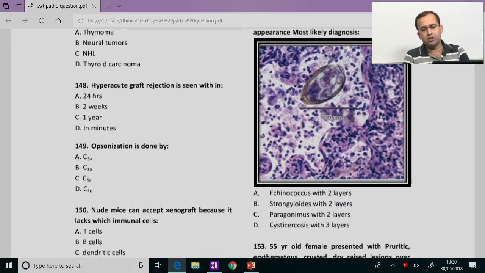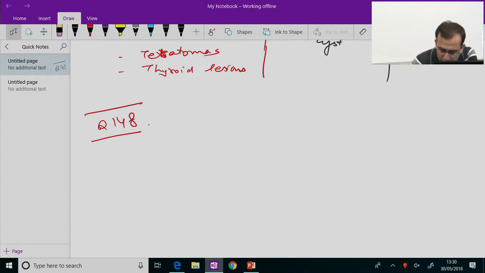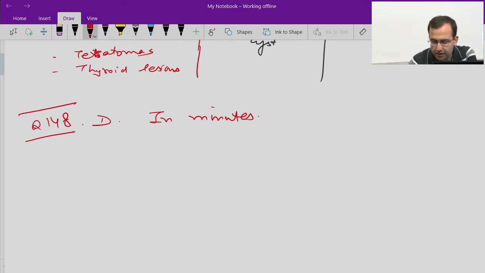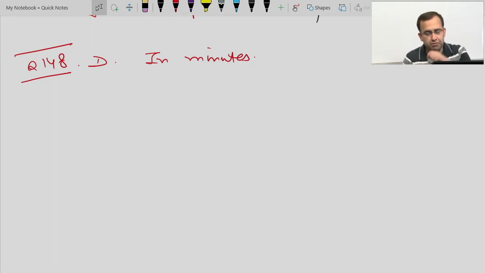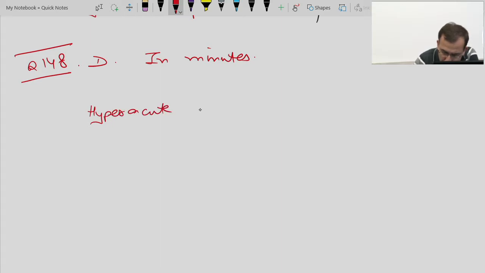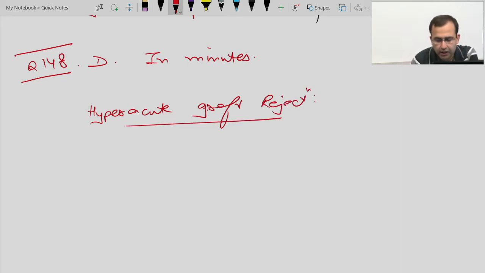Hyperacute graft rejection. The name tells you that it is seen within minutes. Question 148: the answer is D, that is in minutes. We have discussed graft rejection and its types various times. It is of three types: hyperacute, acute, chronic. Here I will limit myself to hyperacute graft rejection. The name tells you everything. Suppose I have taken the graft and my body is rejecting it. That is called graft rejection.